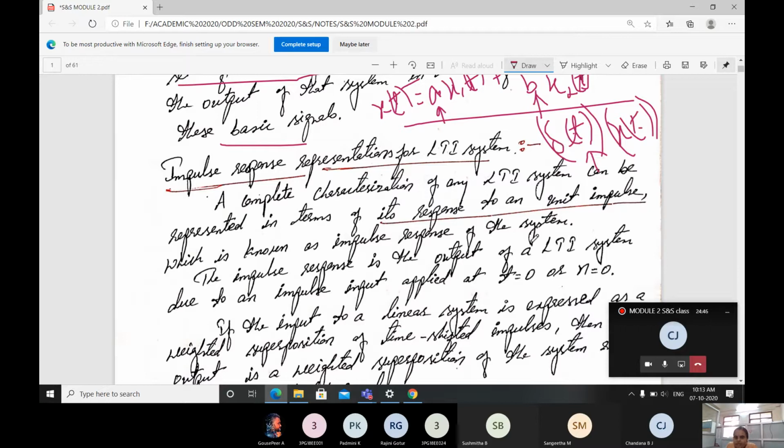How is it going to be? With the example further I will explain this. Just remember this point, which is known as the impulse response of the system. The impulse response is the output of the LTI system due to an impulse input that is applied at t equals 0 or n equals 0. Where is our delta function going to exist? At the 0th position only, right? When it is at 0, our delta function exists.